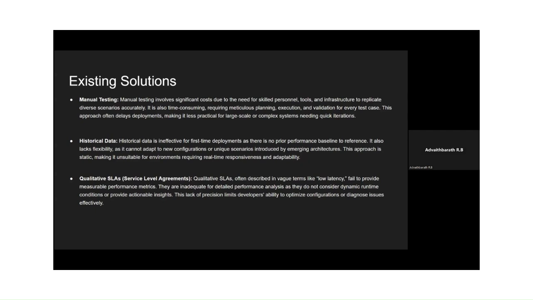Historical data. Using historical performance data can be helpful for applications with an established baseline, but it fails to address new deployments or configurations. This method is static, offering limited flexibility to account for changes in architecture, workload, or runtime conditions, which are common in cloud environments. Qualitative SLAs. Cloud providers often describe performance using vague terms like low latency. This description lacks the quantitative detail developers need to make precise decisions. Without actionable metrics, it's challenging to fine-tune configuration or predict the impact of changes. These limitations reveal a gap in existing methods and highlight the need for a tool like WebPerf.